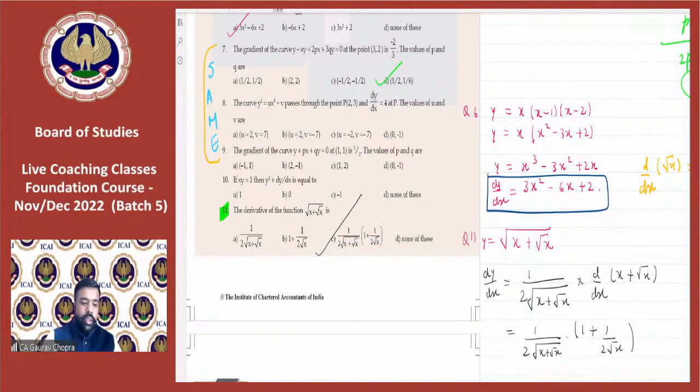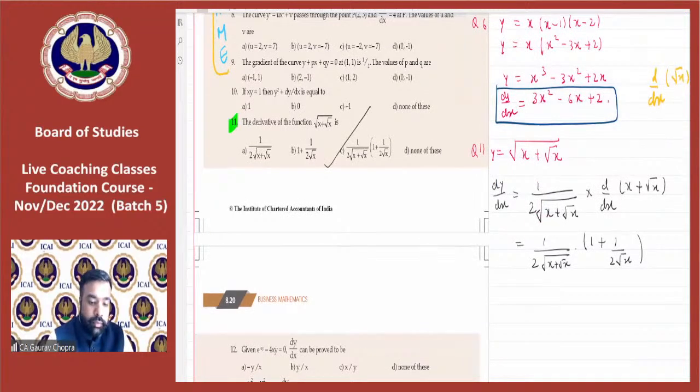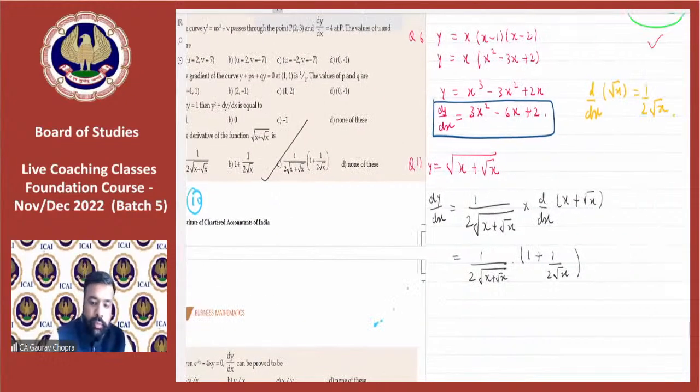Then let us try question number 10. So we can remove earlier calculations from here.